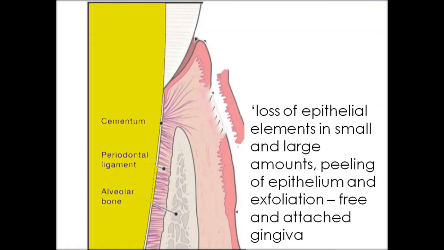So what is important in desquamative gingivitis is loss of epithelial element in small and large amounts. We can see in the picture, I am repeating again, this epithelium will peel off, it will exfoliate from the free as well as attached gingiva, and hence the patient will have burning of gingiva. The clinical features will be burning of gingiva and bleeding from the gums while brushing.